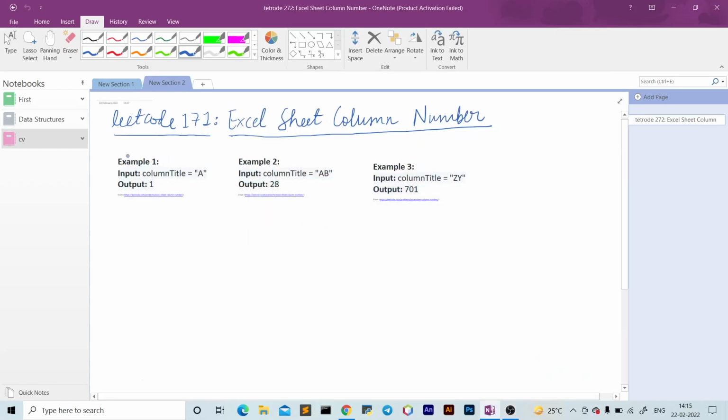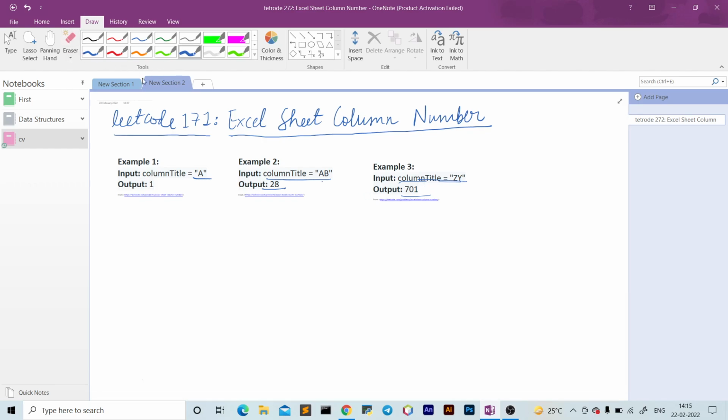Hi everyone. So today I will be discussing Leetcode daily challenge problem 171, Excel sheet column number. In this problem we are given a string column title and we have to return its corresponding column number. Let's say if the column title is A, then the output would be 1. If the column title is AB, then the output would be 28. If the column title is ZY, then the column number would be 701.